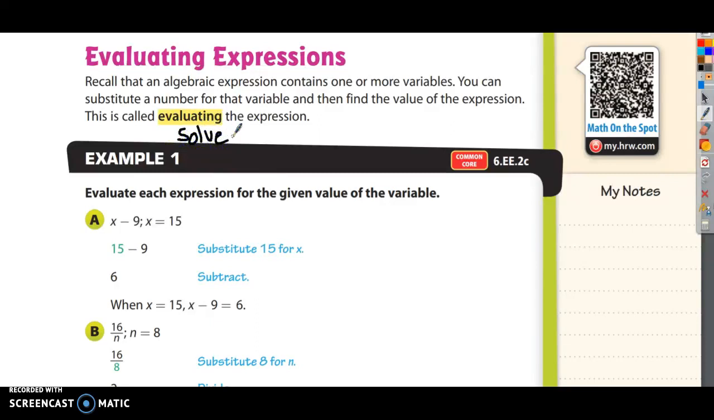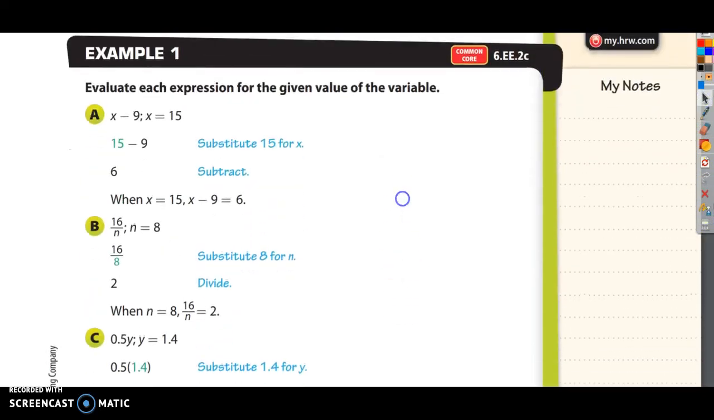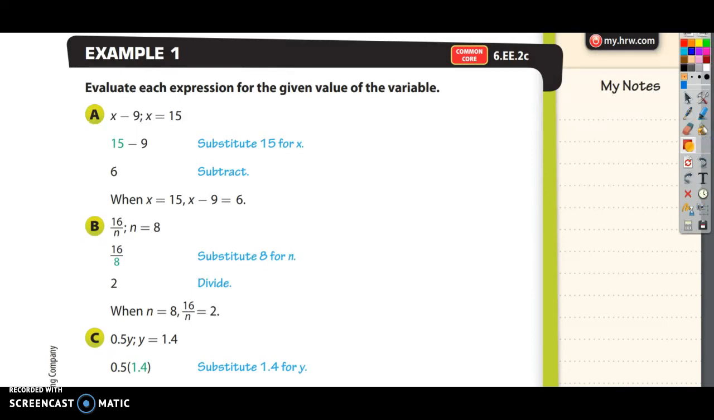So evaluating means solve. We should probably write that somewhere, maybe right here. Evaluating means to solve. So on A here, where it says evaluate each expression for the given value of the variable, that means to solve it. Let's go ahead and memorize that. Let's do a couple of these problems here.